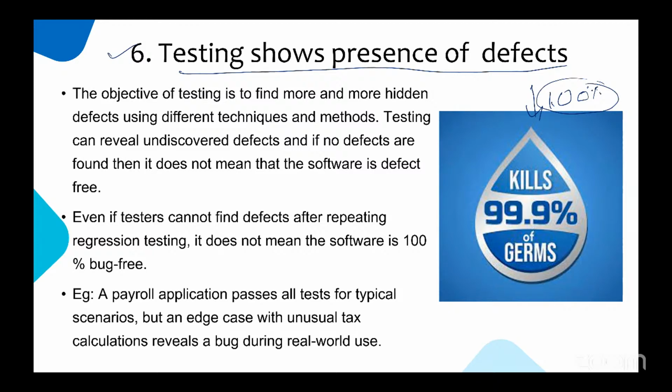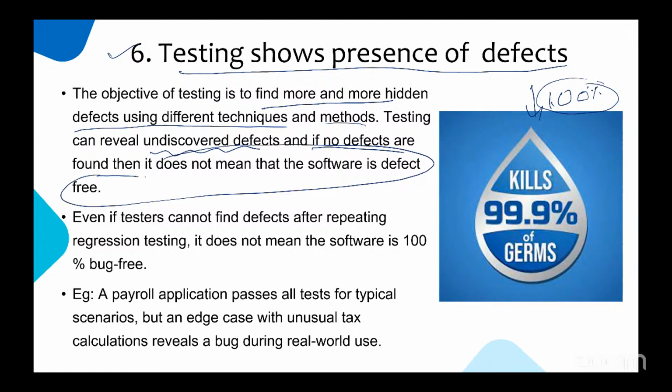No, there will be some areas where you can find defects, but maybe not as per the requirement. We tested as per the requirement and no defect was found. That doesn't show it is defect free. The testing is to find more and more hidden defects using different techniques and methods. And this testing can reveal undisclosed defects. If no defects are found, it doesn't mean the software is defect free. You can't say 100 percent. Definitely every product will have some defects. Somewhere something hidden will be there.